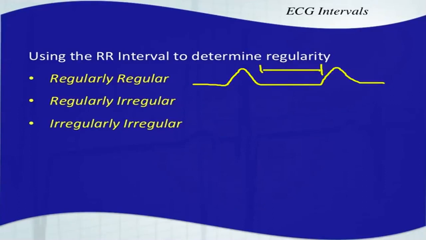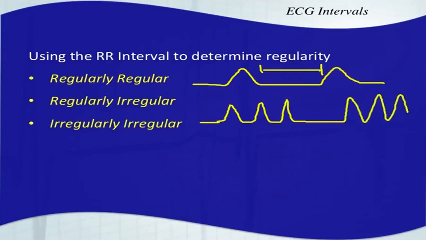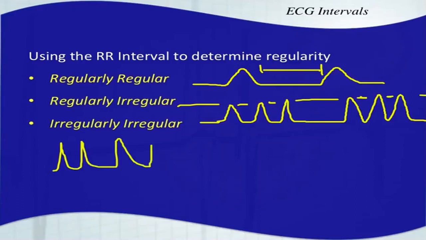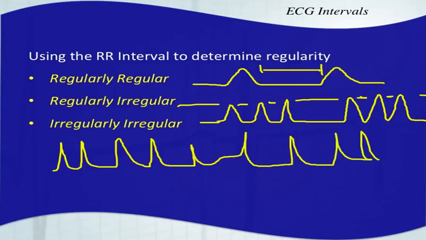Regularly irregular would be kind of like a pattern. You would have maybe 1, 2, or 3 beats together, then a space, and then the same thing again, and then a space. This space here is the same as this space here, and this space here, but you also have a few spaces that don't really match that, but it's a continued pattern. And then irregularly irregular, the bottom one here, would just be erratic. There's no rhyme or reason to the spacing, and it's just constantly an irregular rhythm.